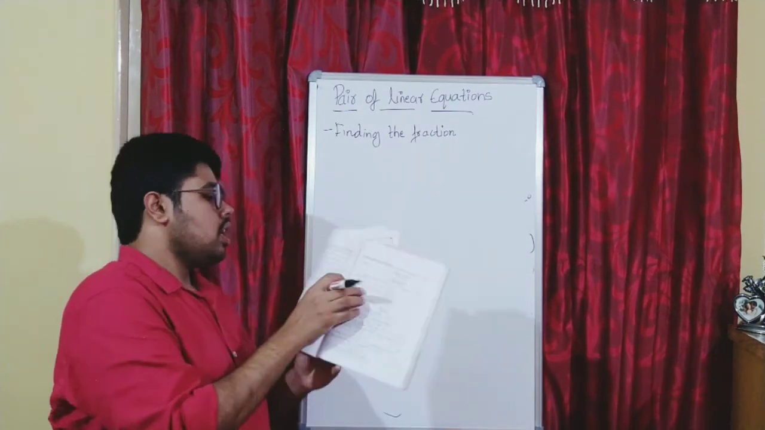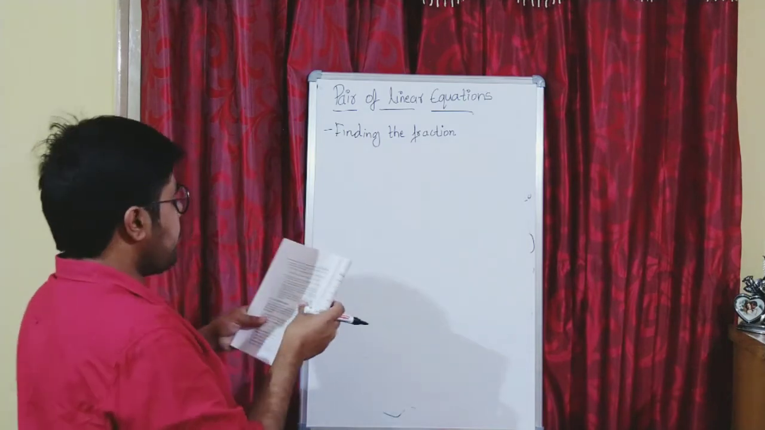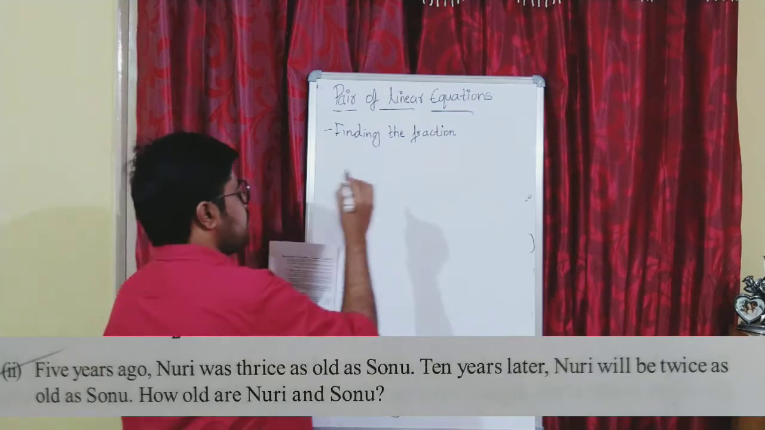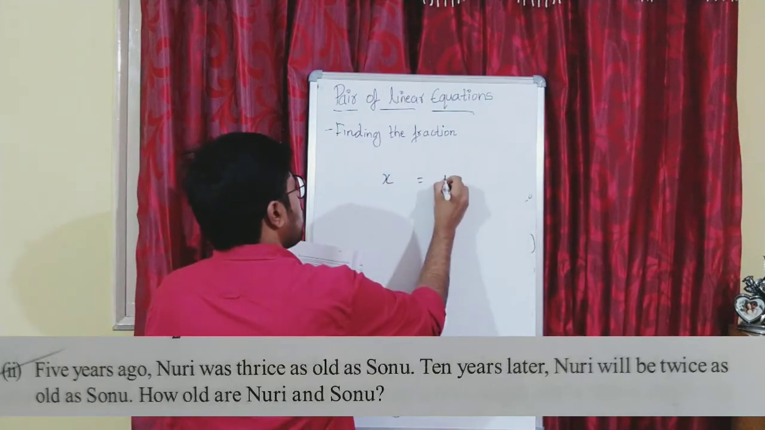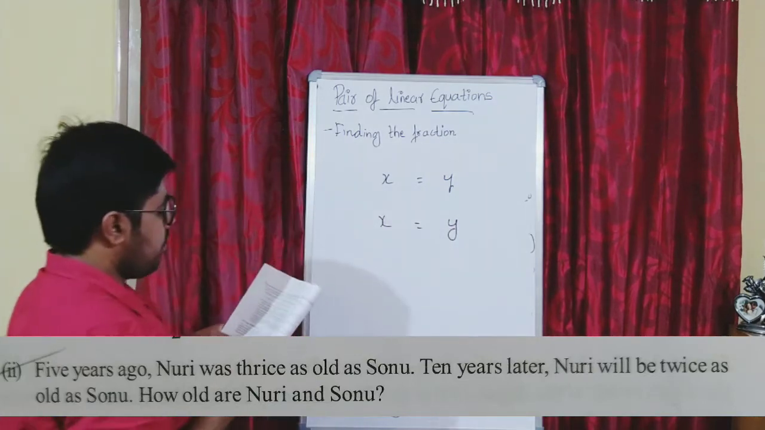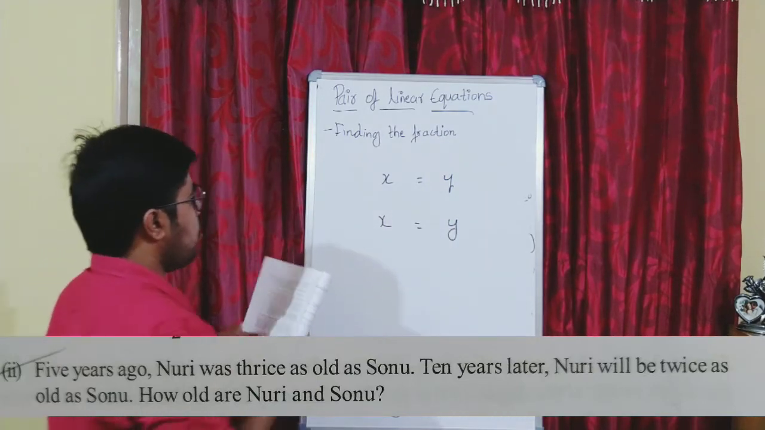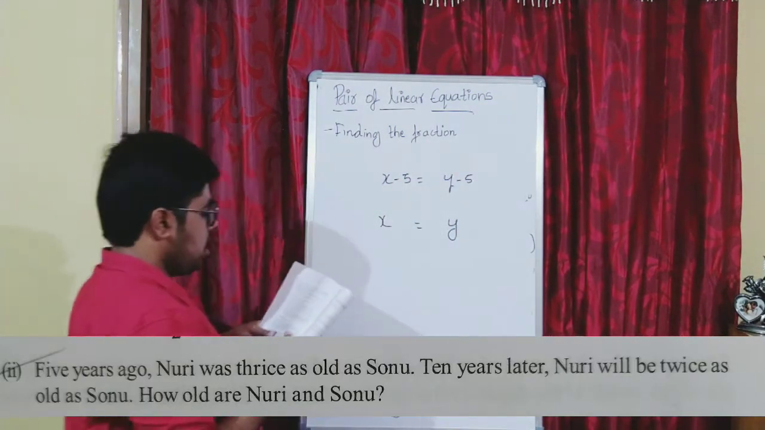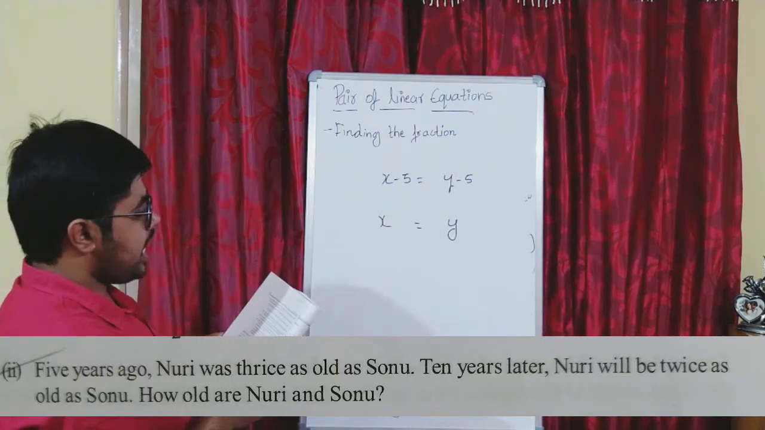In another equation problem: okay, 5 years ago Nuri was thrice as old as Sonu. So again, when this equation comes, put x equal to y for the first time. 5 years ago, as soon as you see ago, put -5. Nuri was thrice as old as Sonu.